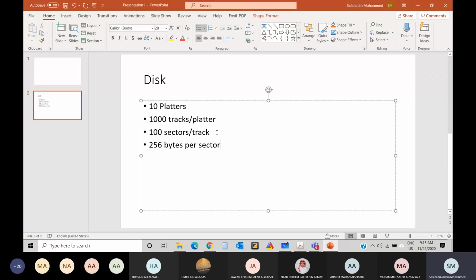How big is my disk? What is the capacity of my disk, guys? Just multiply them. Yes, multiply them. Exactly. So multiply 10 times 1000 times 100 times 256. You agree with me, guys, or no? Yes. Very good. What about if I tell you these platters are double-sided?